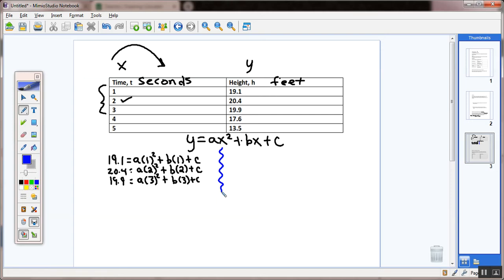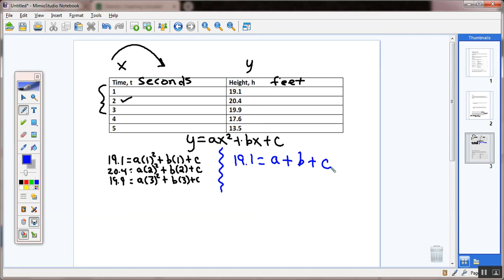Okay, so the way I'm going to write this first equation is 19.1 equals, 1a is like a. Isn't this like 1b right here, kids? Plus b plus c then. Okay? Again, we're trying to write a model that models this path with the table of information that's up there.